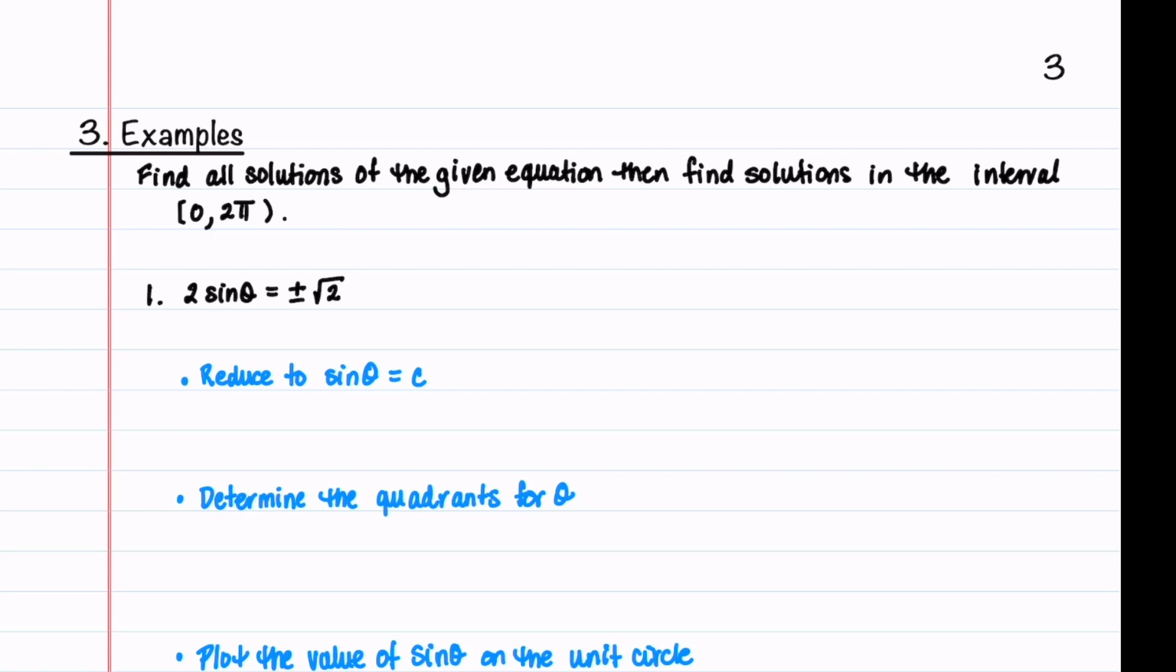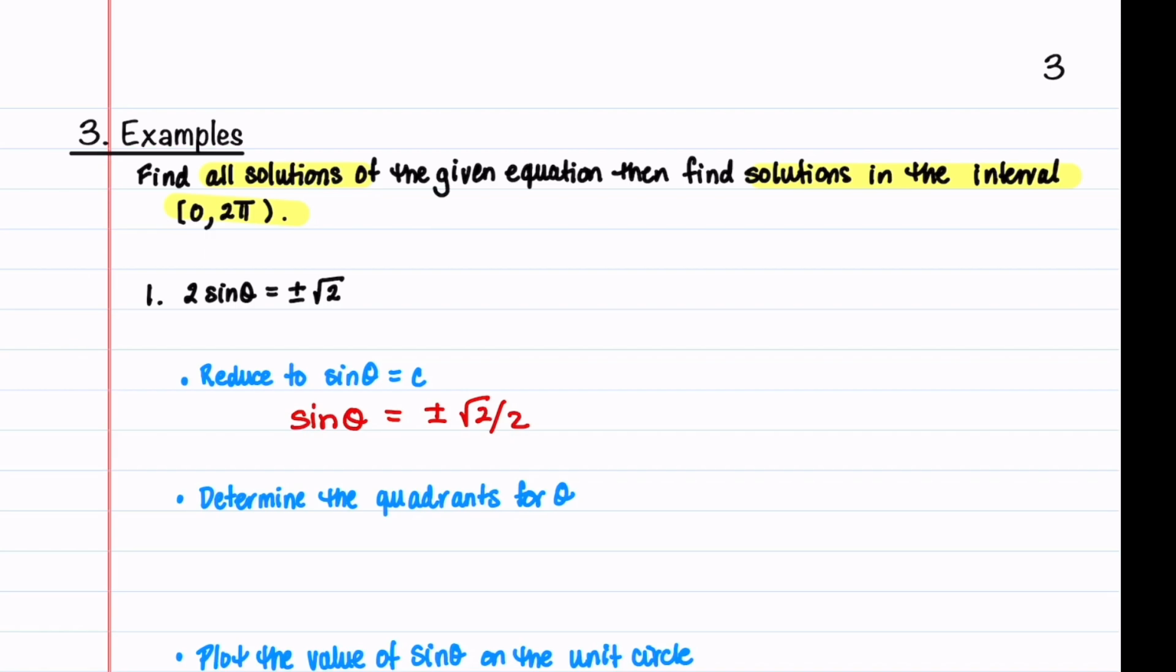Let's now dive into our 5 example problems. For all 5 examples, we're asked to find all solutions of the given equations and then find solutions in the interval from 0 up to 2 pi. Our first equation to solve is 2 sine theta is equal to plus or minus root 2. We'll begin by reducing this equation to sine theta is equal to a constant. We'll divide both sides of the equation by 2, and we get sine theta is equal to plus or minus root 2 divided by 2.